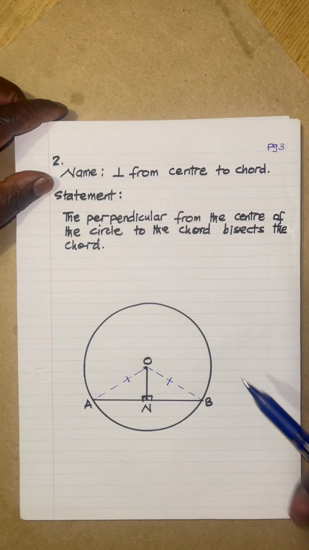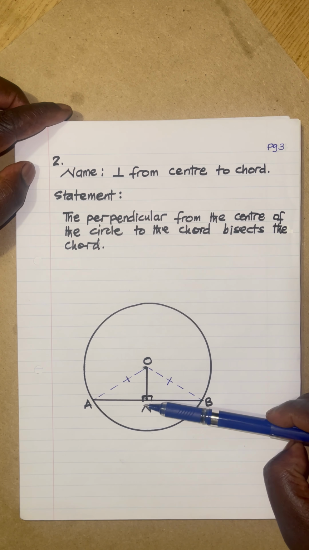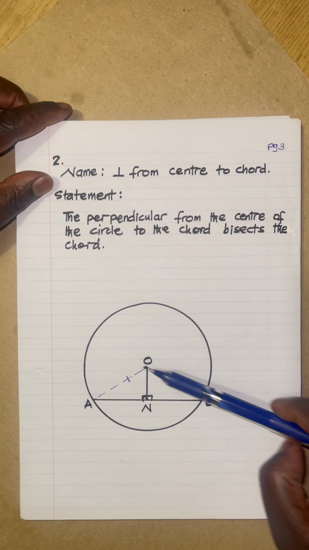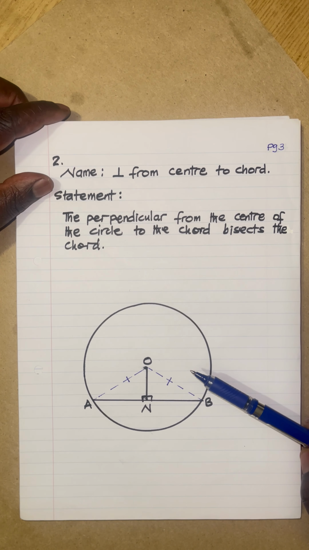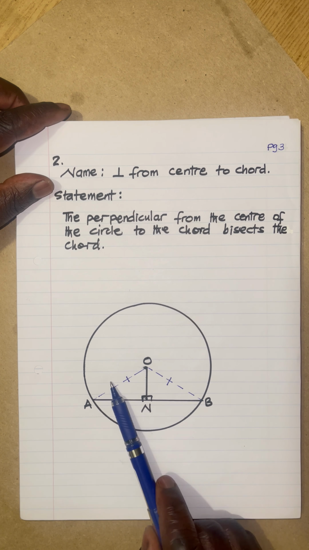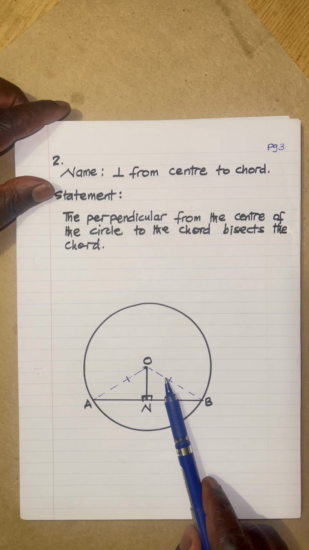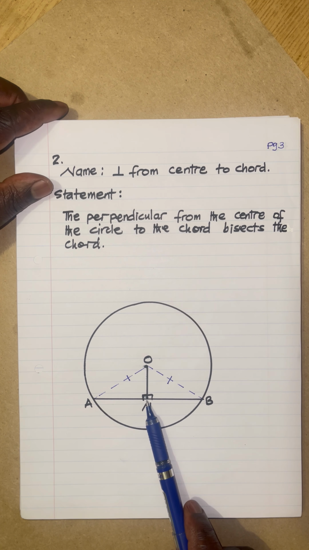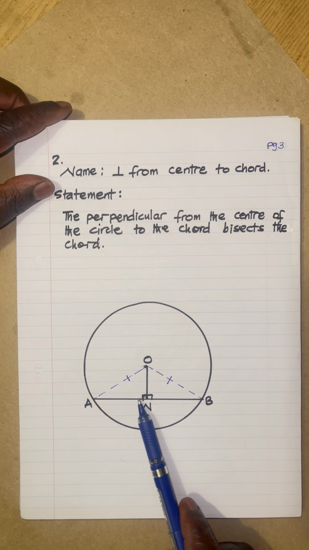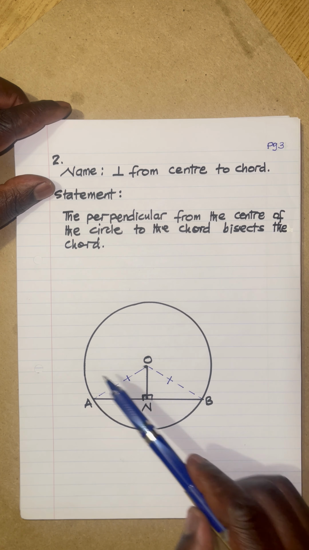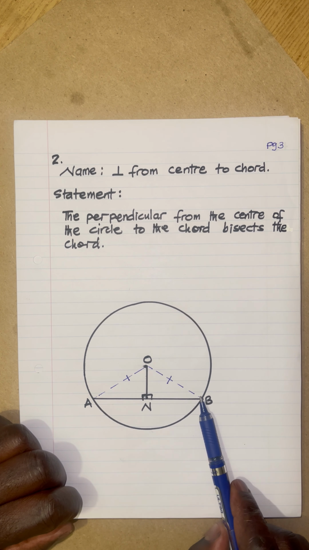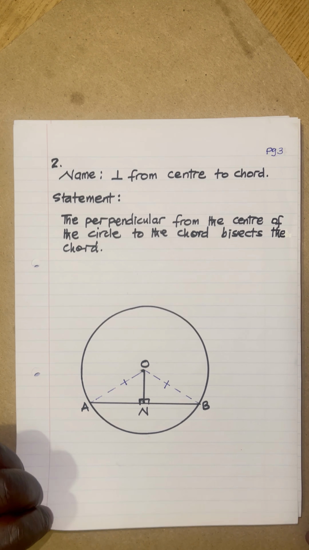Well, again, we're given that ON is perpendicular to AB this time. Of course, we are going to need construction, AO and BO, joining or drawing those radii. Again, congruency comes in handy because these two sides are equal, radii, construction. This side, ON, is a common side, and then angle ANO equals angle BNO, and these are 90 each because we've been told that ON is perpendicular to AB. That should prove that AN is equal to BN, because they are corresponding sides of congruent triangles.